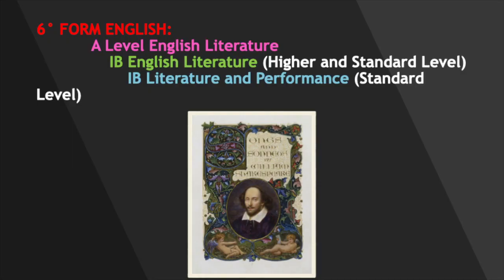There's going to be quite a lot of information here today, so if you have any questions afterwards, please do not hesitate to get in touch. For English, we offer three different strands. There's A-level English, there's IB English Literature at standard and higher level, and then there's IB Literature and Performance, which is a standard level only subject. And it's actually 50% drama, 50% English, which I'll explain in a moment.